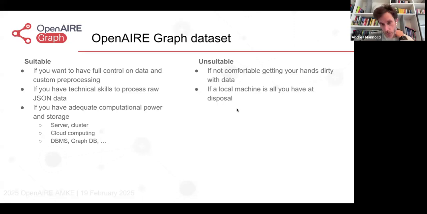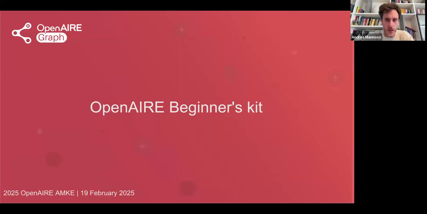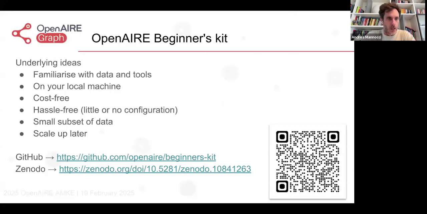So we had to come up with different solutions, right? Having just the dataset uploaded somewhere was a very favorable position, but it's not very usable. So this is how we started thinking about the beginner's kit. The underlying idea is about getting familiar with data and tools on your local machine, cost-free, hassle-free, working on a small subset of data, and then scaling up later. You can find the beginner's kit both on Zenodo and on GitHub.